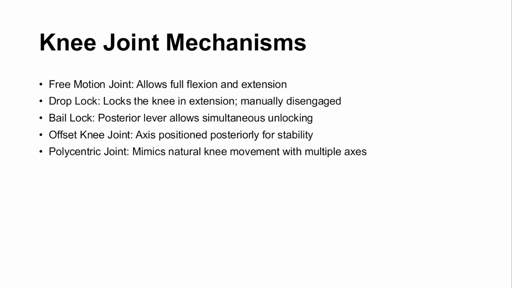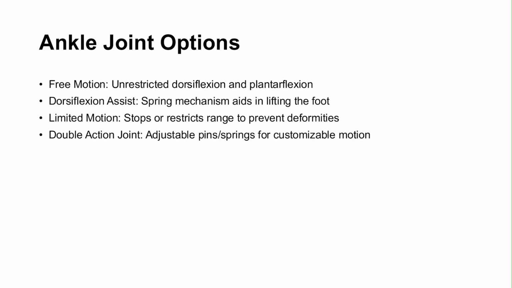And then the ankle joints vary as well. Free motion joints allow natural gait but are only used when the patient has some muscle control. Dorsiflexion assist joints include a spring to help lift the toes, useful in foot drop, and a limited motion joint restricts extreme positions to protect the foot. Double action joints are customizable. You can add pins to limit the motion or springs to encourage it.